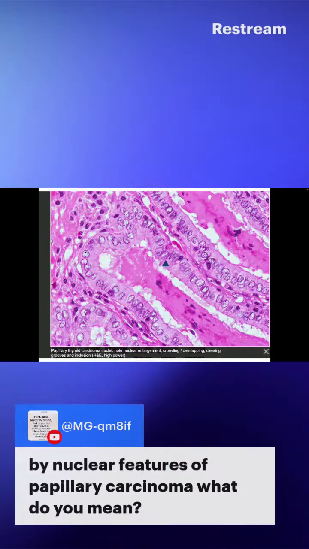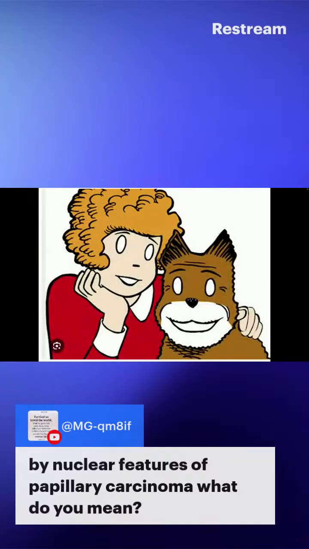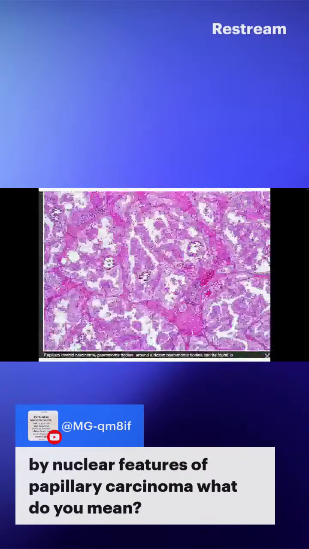But you can see here that this is a ground glass appearance. And also the nuclei themselves are very large. They are overlapping. They have this chromatin clearing. And they always say the orphan Annie eyes. So this is the famous orphan Annie. And it's really frightening. I don't know why they have no pupils, anyway. So this is a nice picture of papillary.